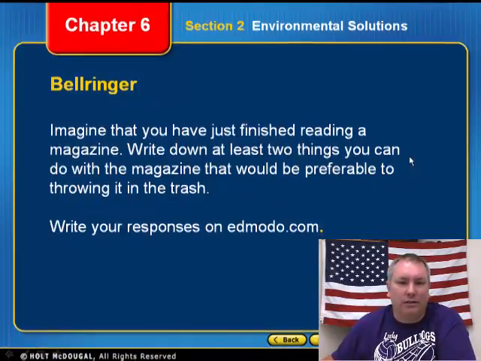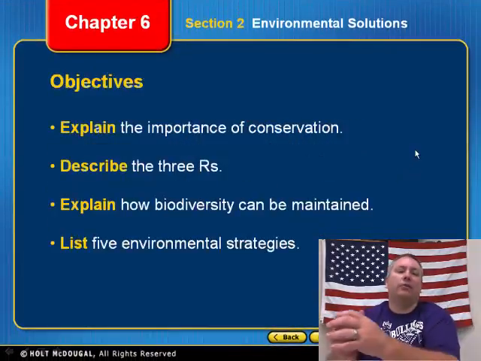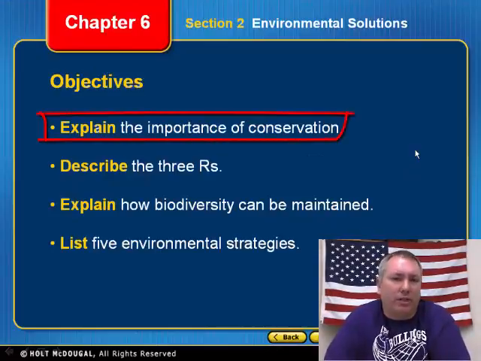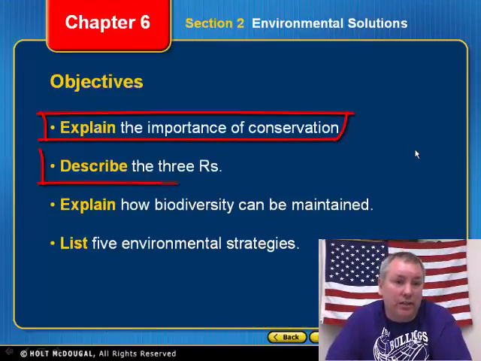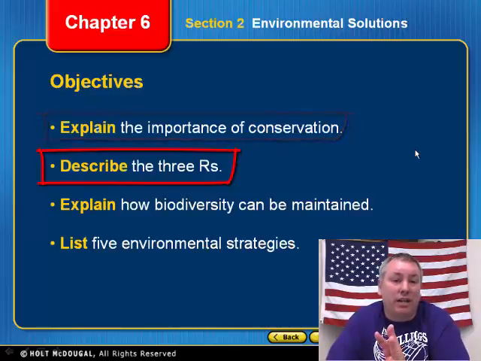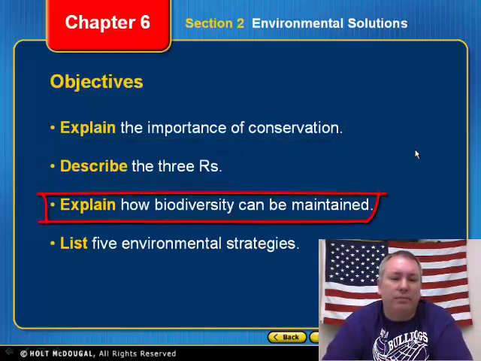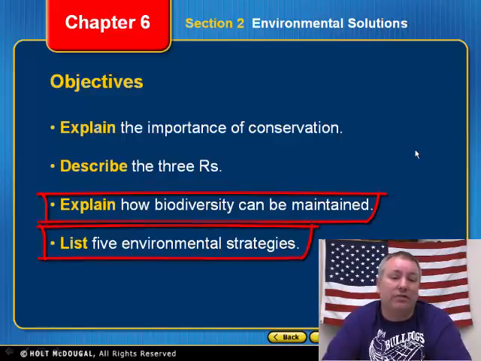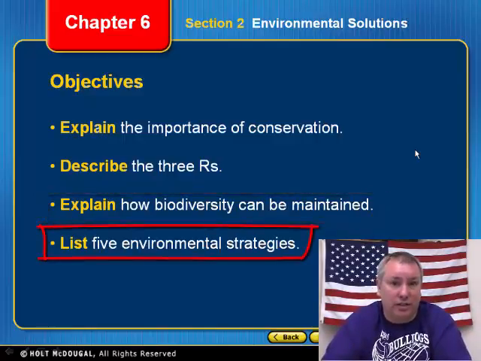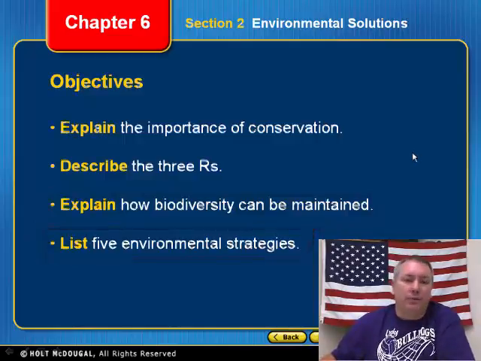Here we go. We'll get started. Our objectives. Today we're going to explain the importance of conservation, describe the three R's, and explain how biodiversity can be maintained. And lastly, we'll list 5 environmental strategies for you to do.